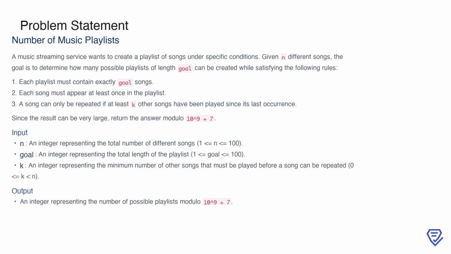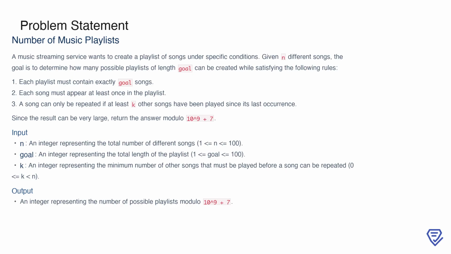Imagine a music streaming service that wants to generate playlists under specific rules. The challenge is to figure out how many different playlists can be created given n distinct songs. The playlist must have exactly goal songs, and every song must appear at least once. To prevent excessive repetition, a song can only be repeated if at least k other songs have been played since it was last used. Since the number of possible playlists can get extremely large, the result must be returned modulo 10^9 + 7.